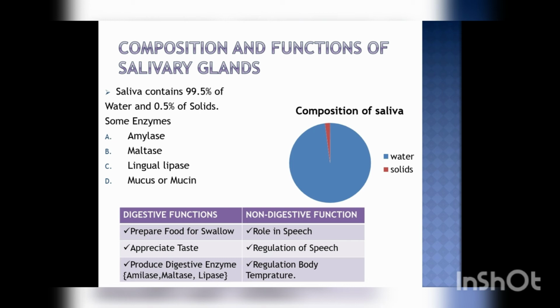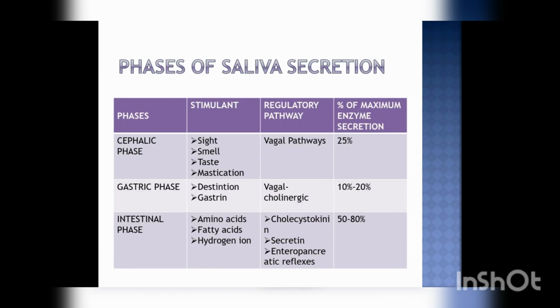Saliva has digestive functions, which I already mentioned, but it has some non-digestive functions also, like a role in speech. It is a big part in regulation of body temperature and regulation of speech. Then phases of saliva secretion. It has three phases: cephalic phase, gastric phase, and intestinal phase.